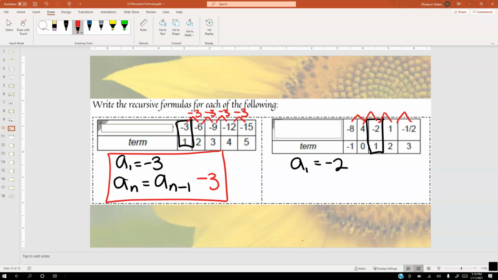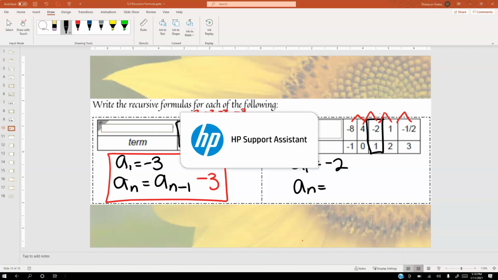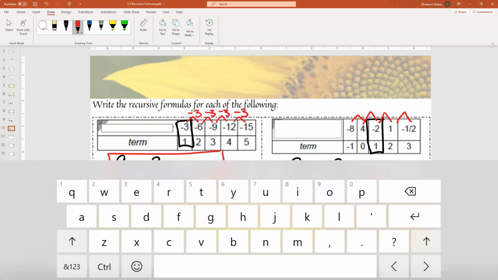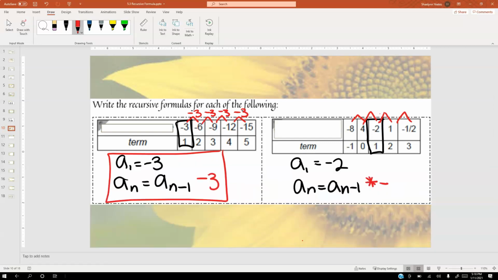Oh, wait. So we've got our a sub n minus 1. And we seem to be alternating between signs. So we're actually multiplying by a negative number. So let's figure out what that negative number is. We went 8, 4, 2, 1, 1/2. We seem to be dividing by 2. So we're actually multiplying by -1/2. That's what's happening every single time. Okay? And then this is my recursive formula for that one.